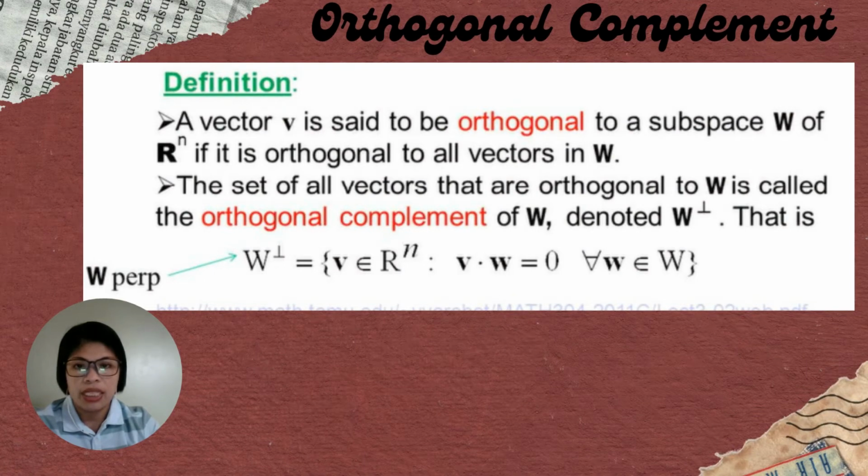By definition, we say that a vector v is said to be orthogonal to a subspace W of Rn if it is orthogonal to all vectors in W. The set of all vectors that are orthogonal to W is called the orthogonal complement of W, which is denoted by W perp.